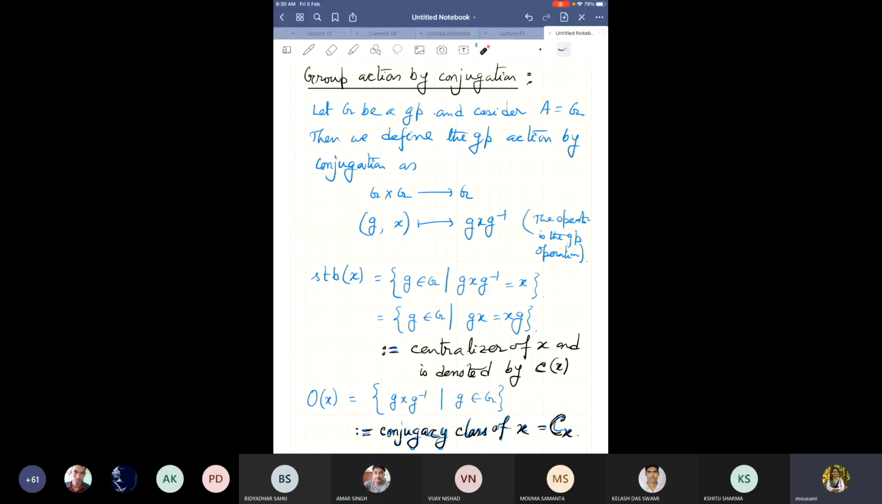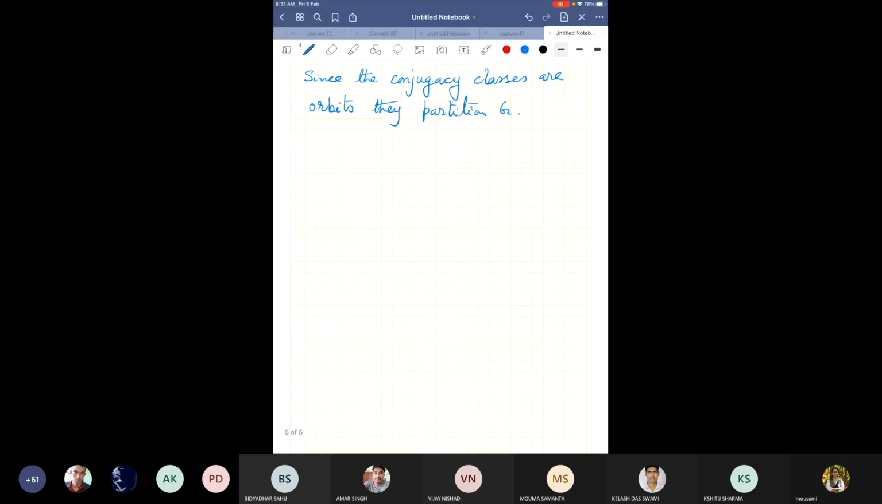So the conjugacy class is of size 1. That means X is there in the conjugacy class, right? And X commutes with every element of the group. So X will commute with all the elements of the group G, right? That means X will be in the center of the group.